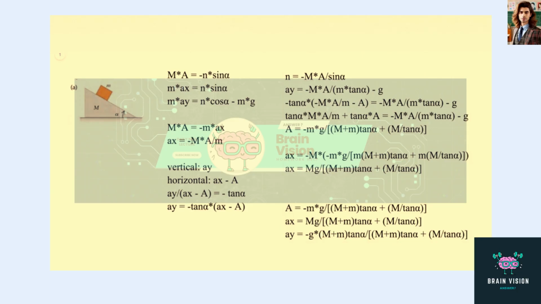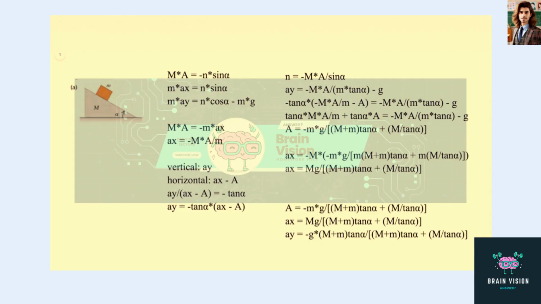Now, part B says, do our answers to part A reduce to the correct results when M is very large? Well, when M is very large, then we can basically say that this wedge is not going to move. So then we have this simple situation where little m is just going to be sliding down in the direction down along the wedge, that this is kind of an example that we've solved a lot of times before. So let's think about that.